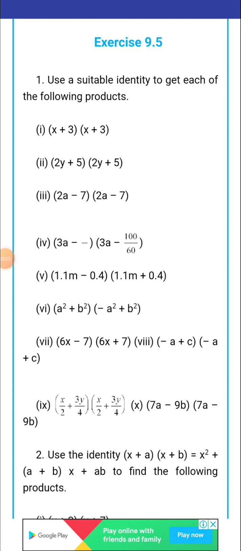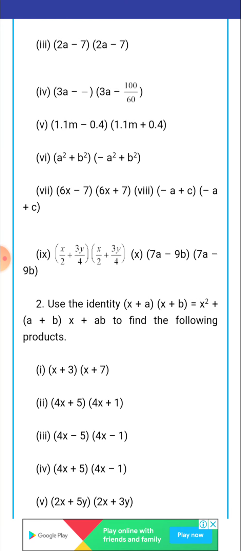Hello everyone, in this video we will solve exercise 9.5 of class 8 from question number 2nd. Second question of exercise 9.5 is use the identity (x+a)(x+b) = x² + (a+b)x + ab to find the following products. And first part of the question is (x+3)(x+7).